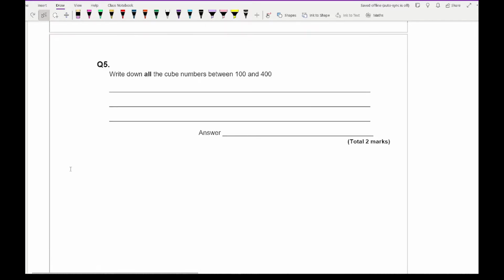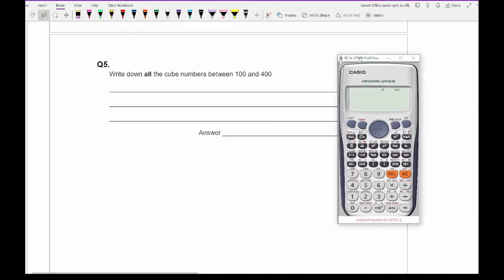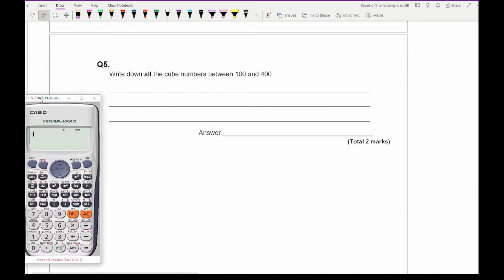Moving on to question 5, it says write down all the cube numbers between 100 and 400. So looking at this, if I get my calculator, it's the most easiest thing for me to use, particularly as it's a calculator paper. So from this, all I've got to do then is, well, I think the first 3-digit number is going to be 5 cubed, which gives me 125.